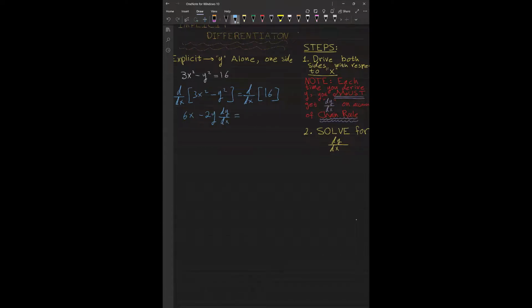This is the easy part. What is the derivative of 16? 0. Okay, now we're going to solve for dy/dx. I'm going to move 6x to the other side by subtracting 6x from both sides. That gives me negative 6x. I'm going to divide by negative 2y on both sides.